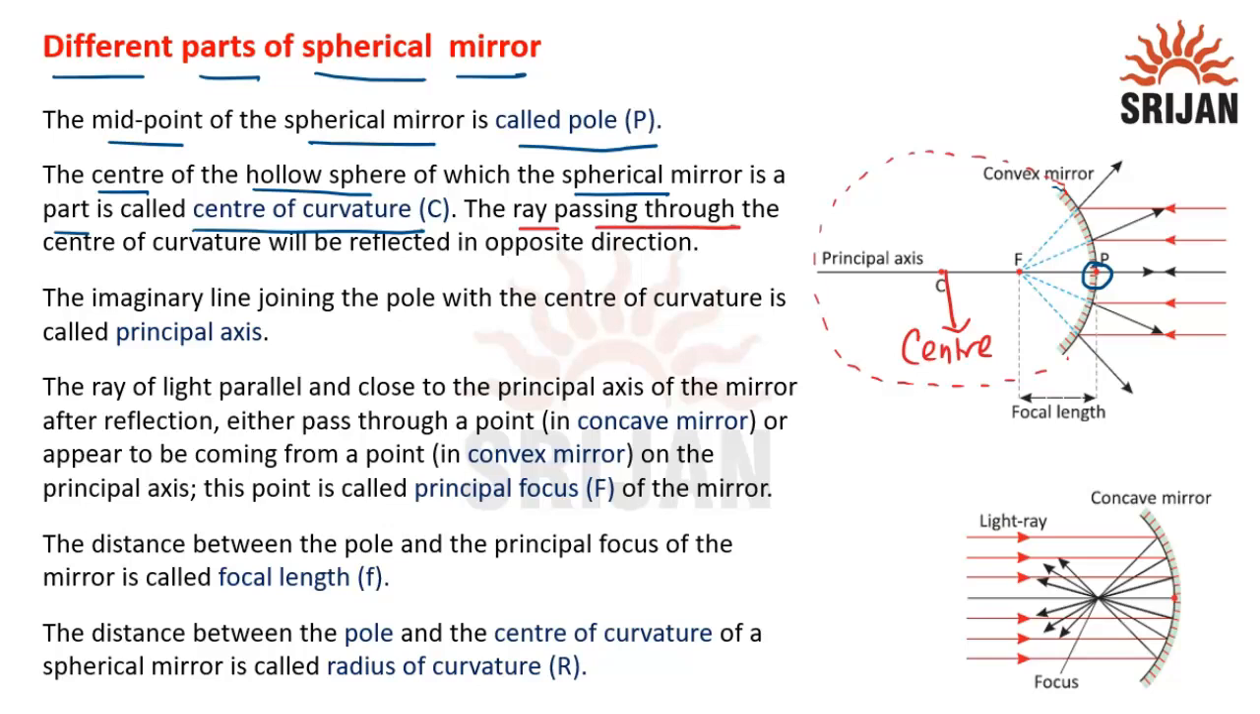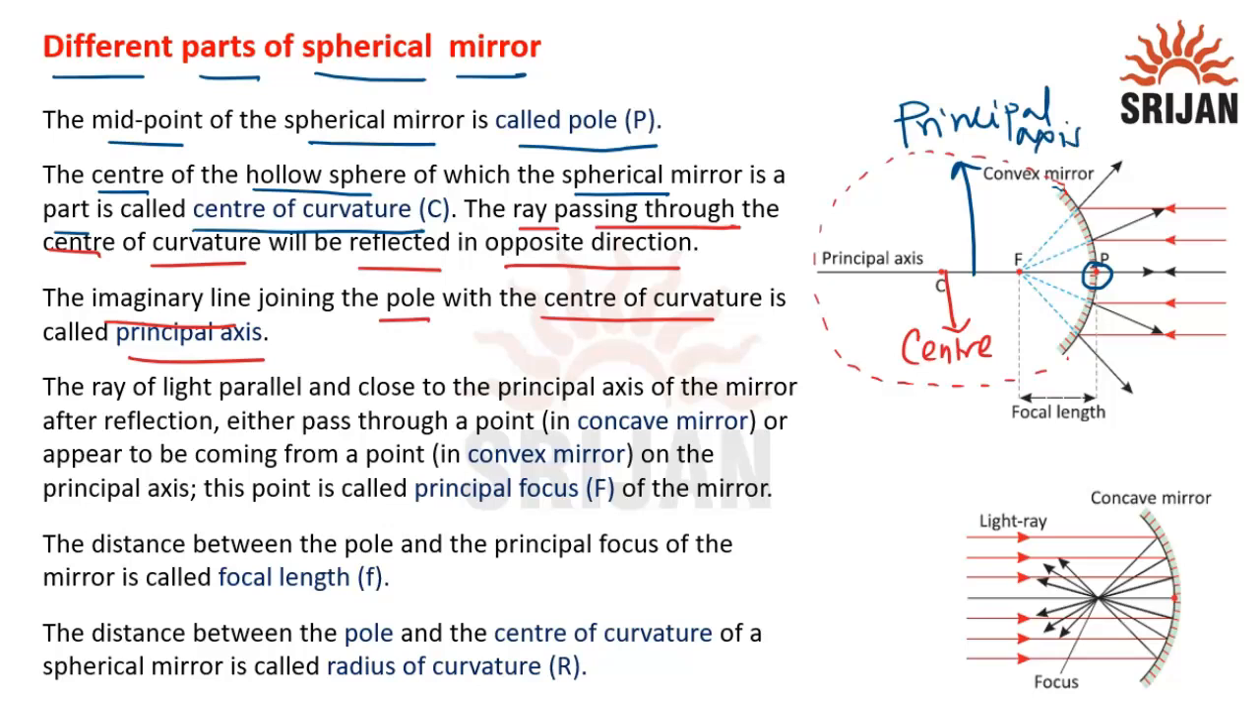The ray passing through the center of curvature will be reflected in the opposite direction. Now the imaginary line joining the pole with the center of curvature is the principal axis. So here this line is the principal axis. Now we can see that a ray of light parallel or close to the principal axis of the mirror, after reflection, either passes through a point in a concave mirror or appears to be coming from a point in a convex mirror on the principal axis. This point is called the principal focus of the mirror.